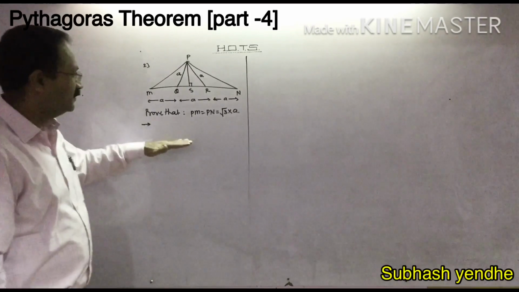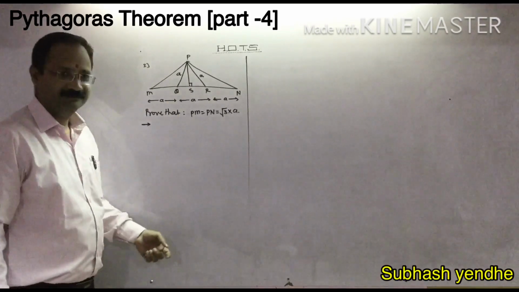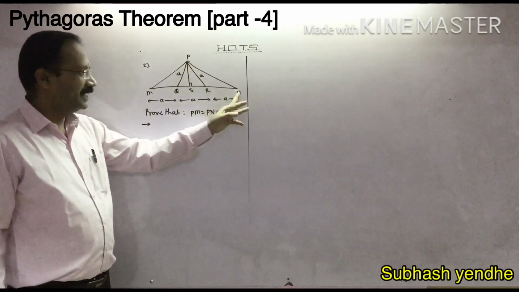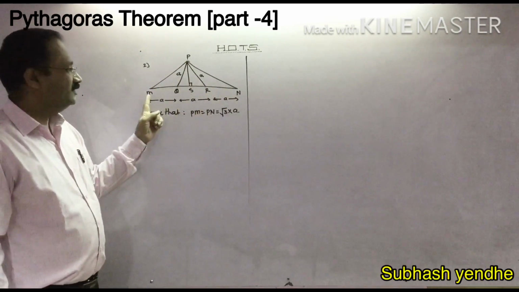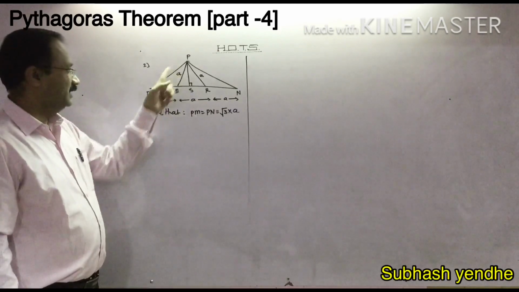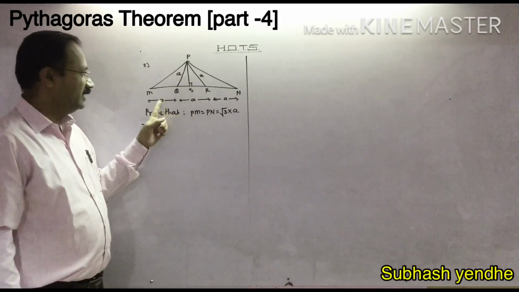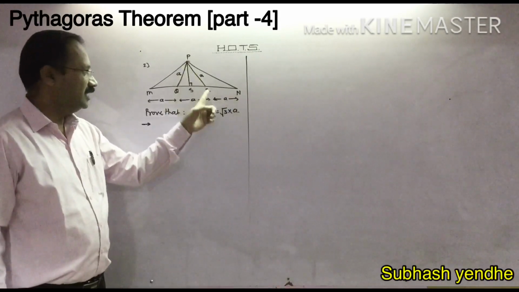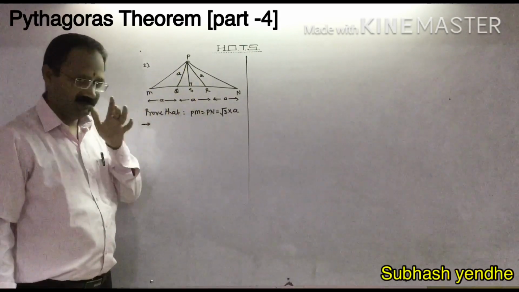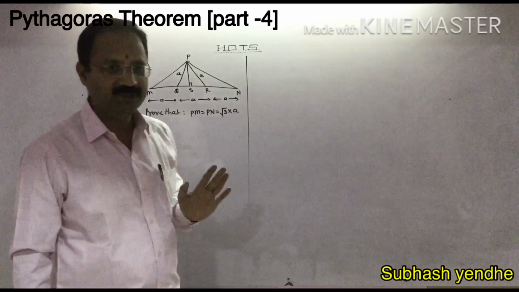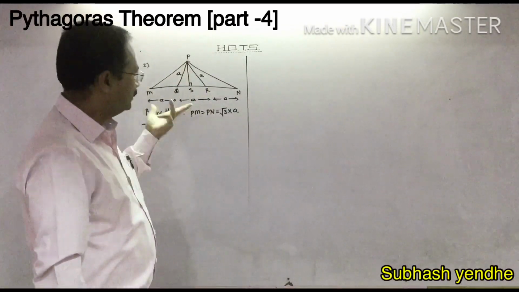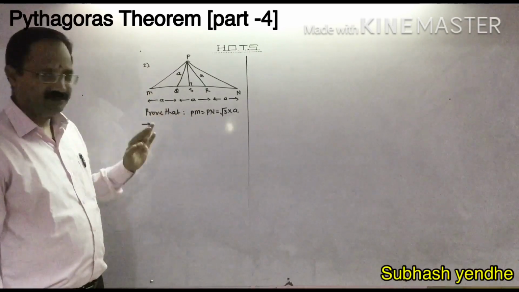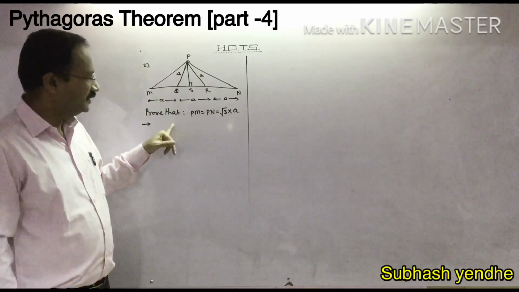Okay students, let's start with the second sum. Observe this figure. In this triangle, the values are given. MQ is given A, QR is given A, RN is given A, PR is given A, and PQ is given A. So now you will be confused. Sir, which theorem or which property do we have to use? First, Pythagoras is there?